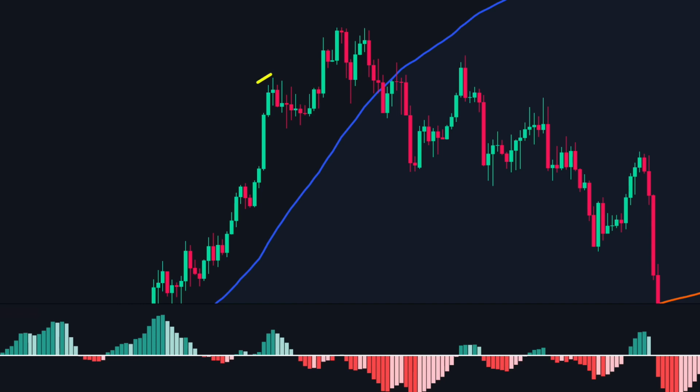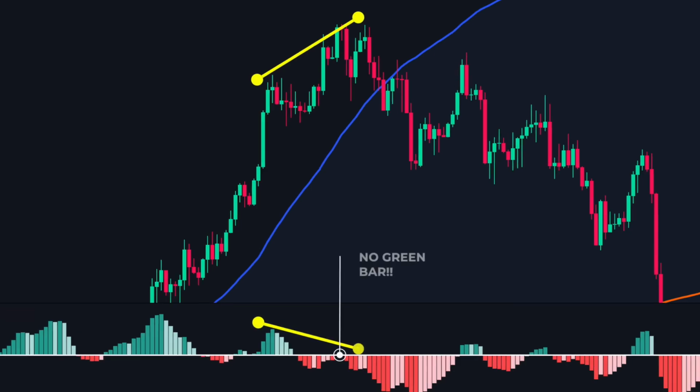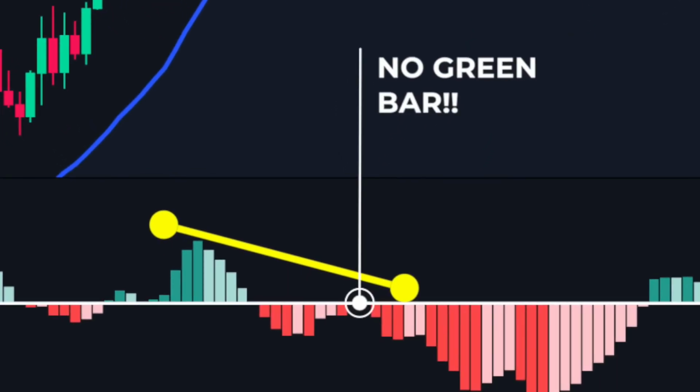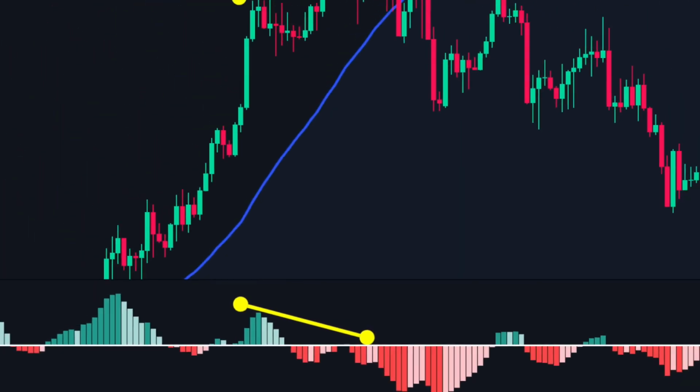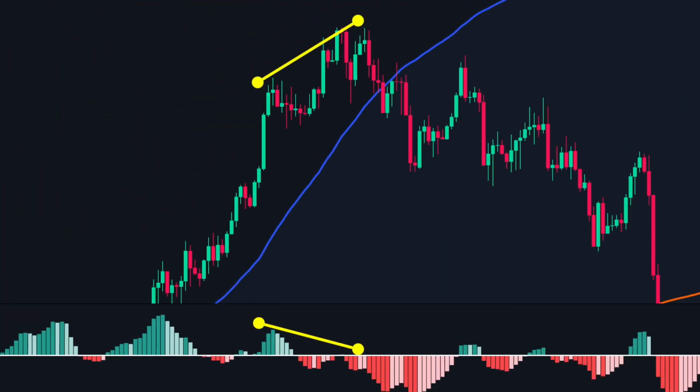Here, the price made a higher high, but the MACD histogram made a lower high. In fact, on the second top, we don't even see a green bar. This is a great sign that the sellers have grabbed hold of the markets and the price will follow soon. So a selling opportunity presents itself.